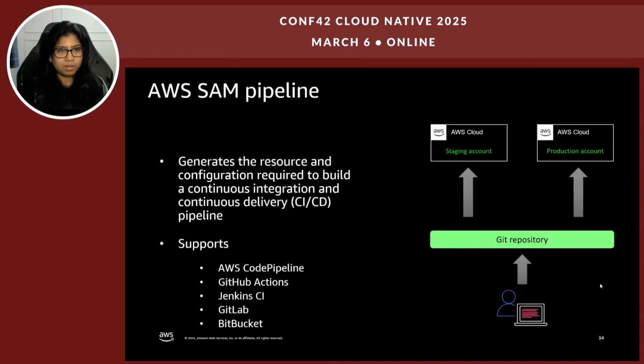SAM pipeline is an abstraction over your process. It has the ability to integrate with CI/CD systems like AWS CodePipeline and also third-party systems like GitHub, GitLab, Jenkins, and Bitbucket. Let's take GitHub as an example, which is what we will see in the demonstration as well. If the developers are pushing their code into a GitHub repo, how do you set a workflow from the GitHub repo so the resources are deployed into your AWS account?